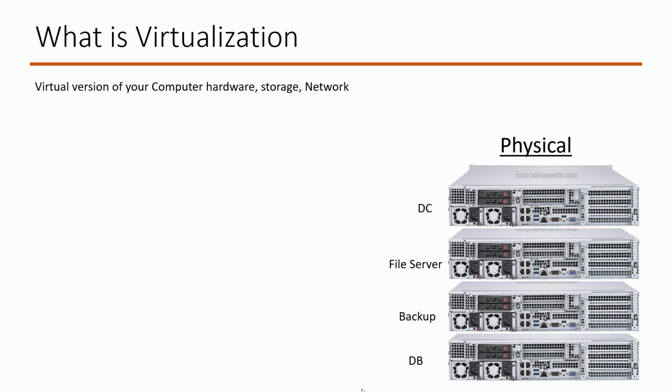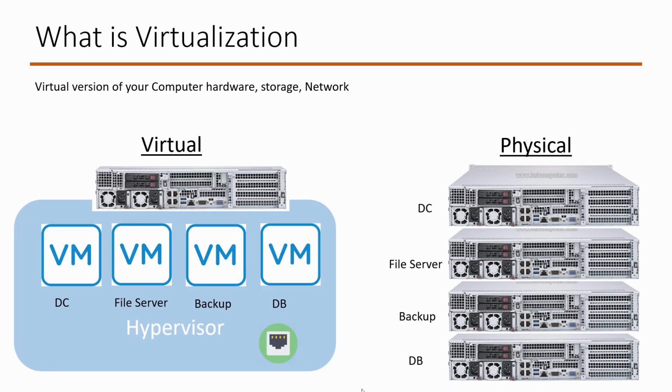If you have multiple applications like a domain controller, file server, and backup, which every organization has at minimum, you need to maintain those applications on separate servers for compliance. This increases the hardware, power, cooling, and space requirements. So when you decide to virtualize this environment, you bring hardware that is compatible with virtualization. Then you install a hypervisor on top of it, which is software installed on the physical server. And on top of it, you run virtual machines.